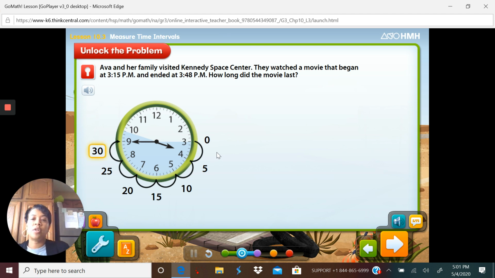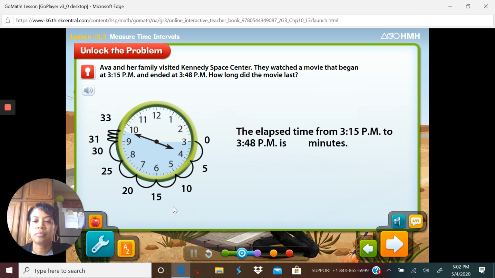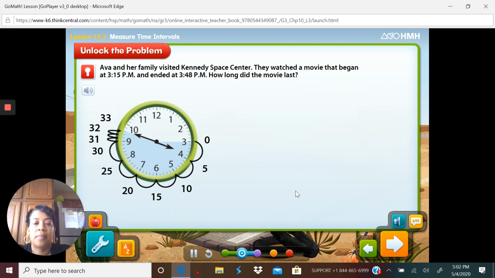All right, so he started at 3:15 and he skip counted by fives. So far, 30 minutes have gone by, but we have to count up to 3:48. In the blue, it tells us we have to stop here, so we have to count by ones. 31, 32, 33. What's the elapsed time? It's 3:48. How many minutes went by? We already know that from the other page that we just did. 33 minutes.